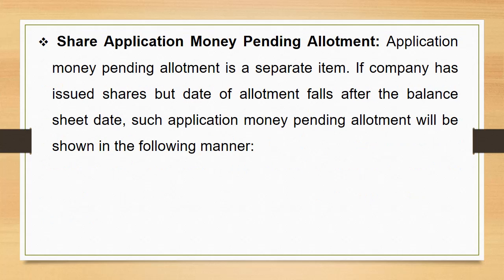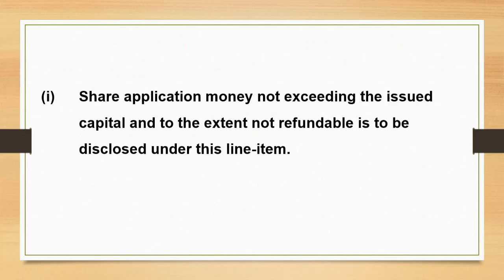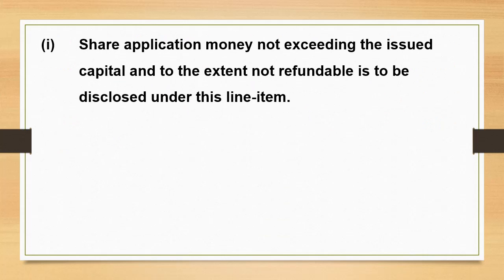Next is share application money pending allotment, SAMPA. When is this amount going to exist? If the company has issued shares, but the date of allotment falls after the balance sheet date, in such a case this item will exist, that is share application money pending allotment. It can be shown in the following manner. Number 1, share application money not exceeding the issued capital and to the extent not refundable is to be disclosed under this line item, that is SAMPA.